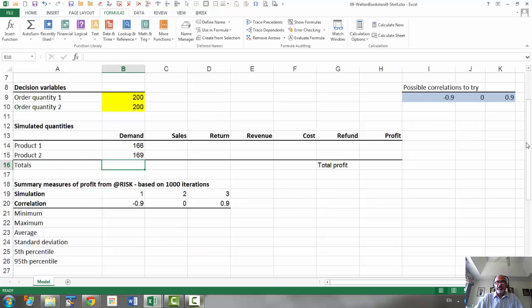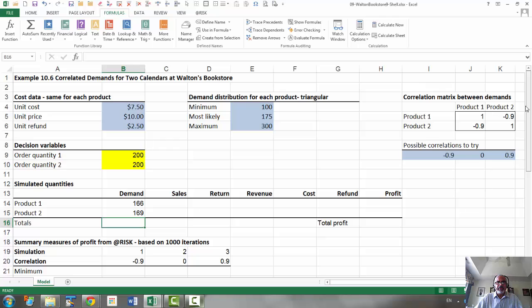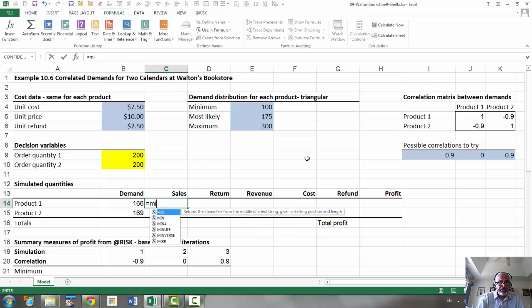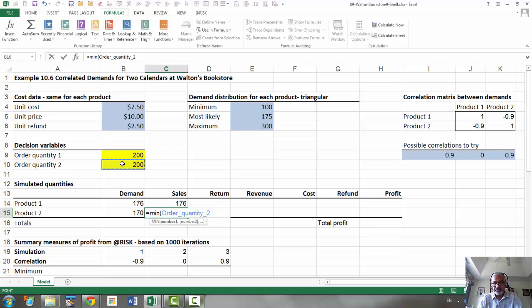Now the model itself is exactly the same as in the previous cases, except here we have 2 different demands and 2 different order quantities, product 1 and product 2. So sales will be the minimum of that and that, and here it will be the minimum of the second order quantity and the second demand.